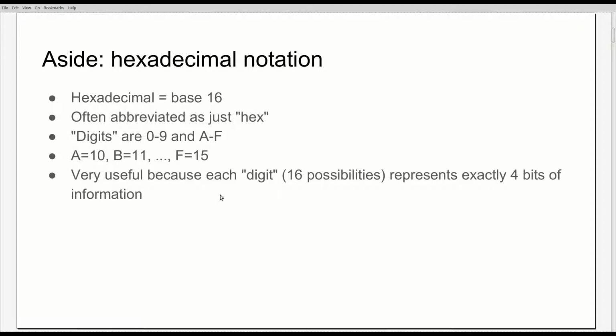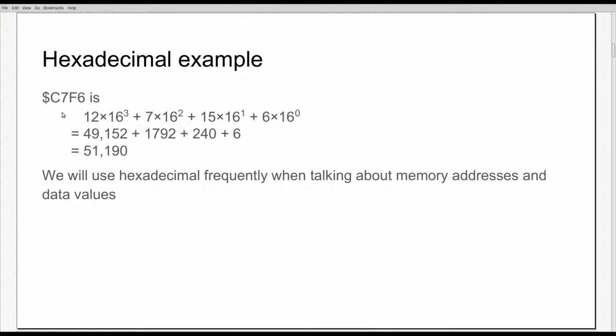The reason that we use hexadecimal notation frequently when talking about computer systems is because each hexadecimal digit represents exactly 16 possibilities, which is exactly 4 bits of information, and that's very useful to have your digits correspond to an exact number of bits. As a very simple example, let's say that we have the hexadecimal value C7F6. Each of these hex digits represents a different power of 16, the ones place, the 16s place, and so forth. To decode this as a decimal, the C is 12, so it's 12 times 16 to the third power, 7 times 16 to the second power, the F is 15, so 15 times 16 to the first power, and then the 6, that's the ones place, so that's just 6. The sum of the values of all of these hex digits is 51,190.